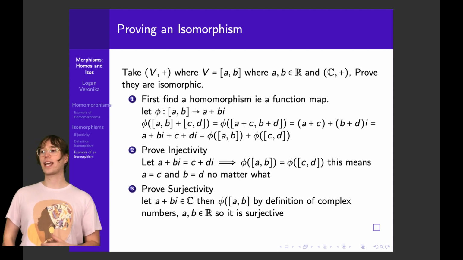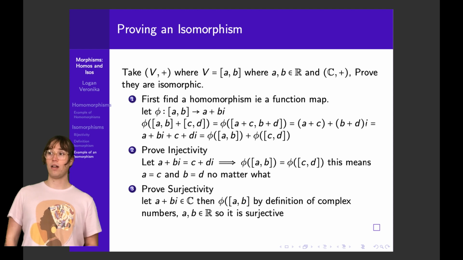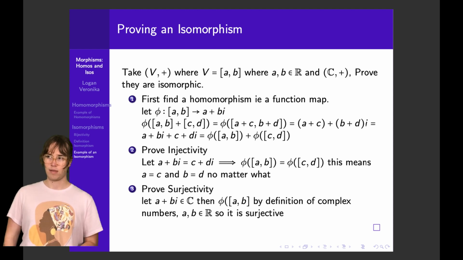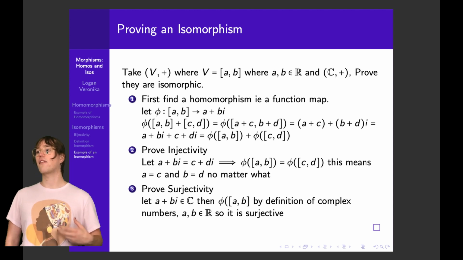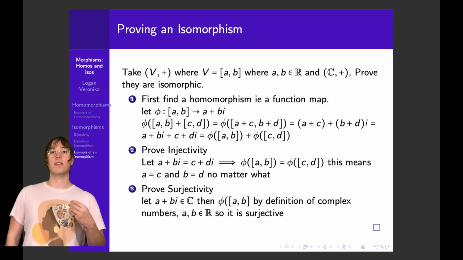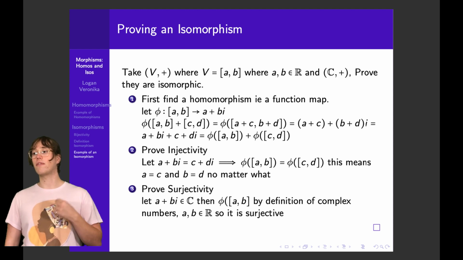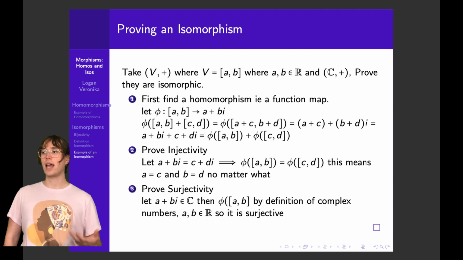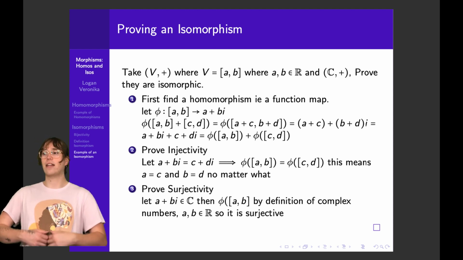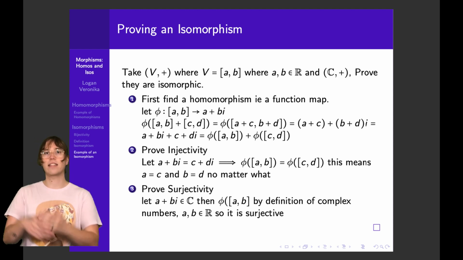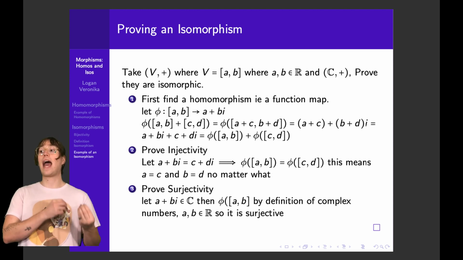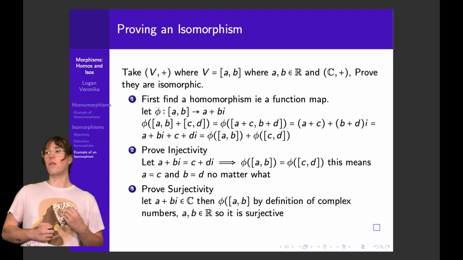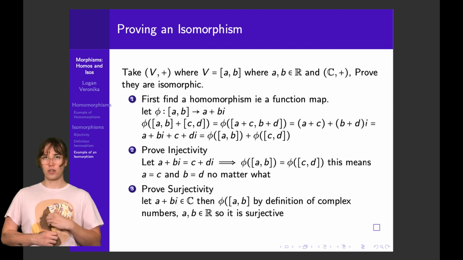Now, we need to check injectivity. Well, if we take a plus bi equals c plus di, that will imply that phi of the vector (a, b) should be equal to phi of the vector (c, d). And this means a equals c and b equals d, no matter what. And that is just true. That's our injective map. We know a has to equal c and b has to equal d. So it is injective.